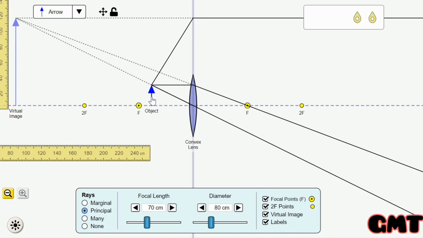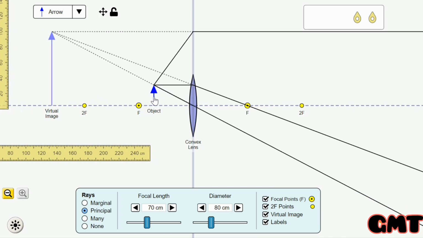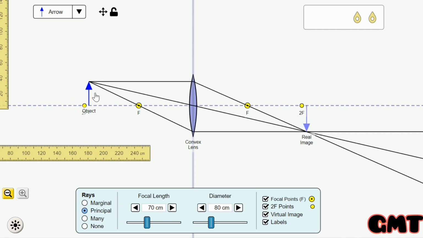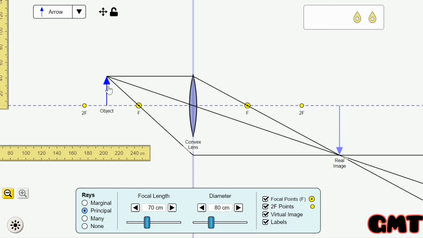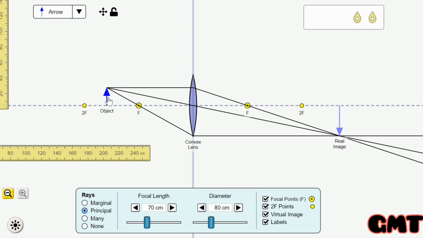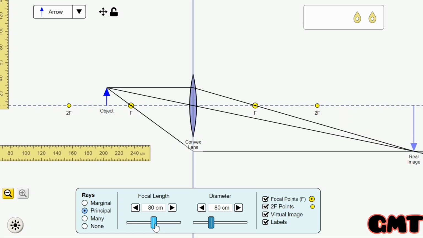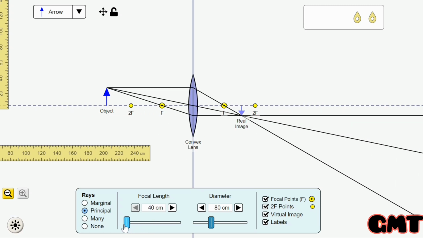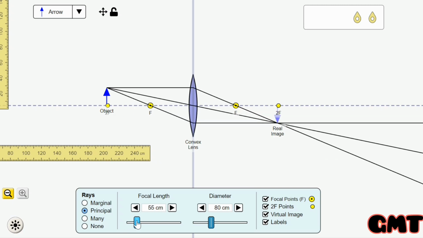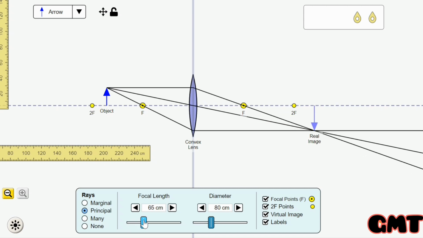Lastly, we can end our session by looking at how an image is formed when the focal length increases or decreases. Let's change the focal length and see what will happen to the image. When you decrease the focal length, as we see, the image becomes small. It means the lens power is increasing.